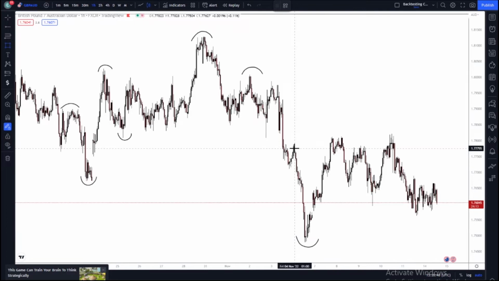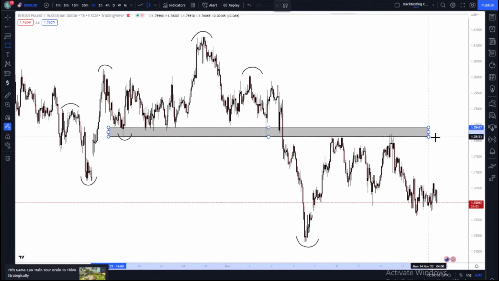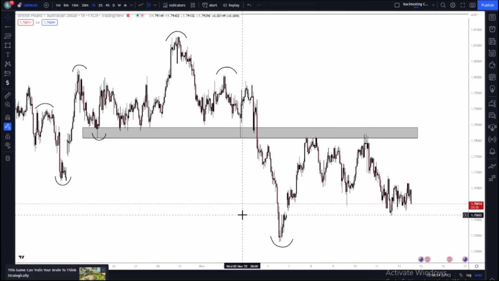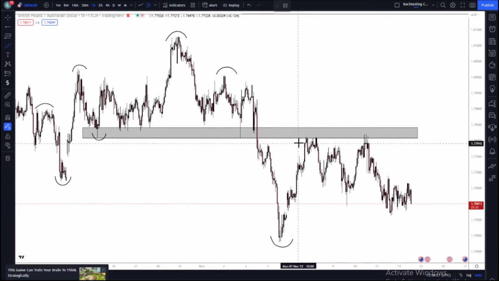So after identifying our market structure, what else do we do next? We realize that our lower high, which serves as a support, became a what? A resistance. Right here. So what did price do when structure was broken? It came back to retest our previous support as a resistance.